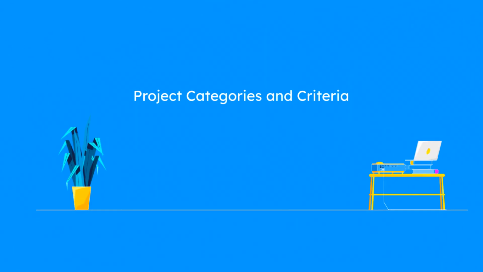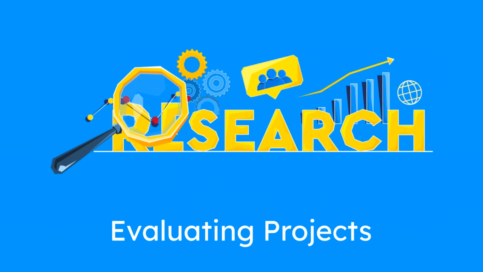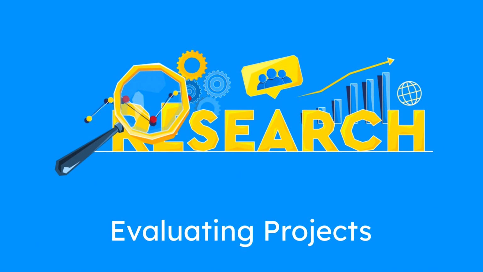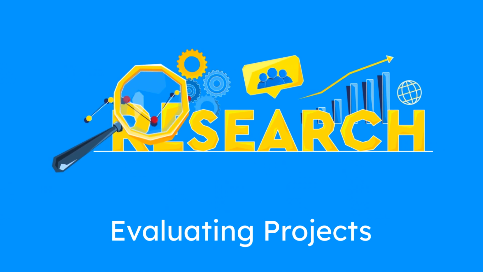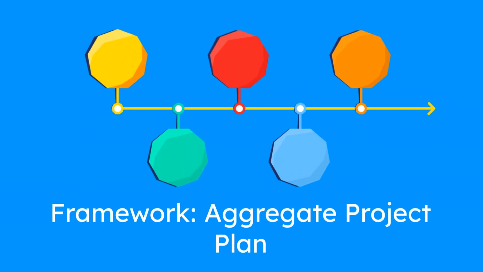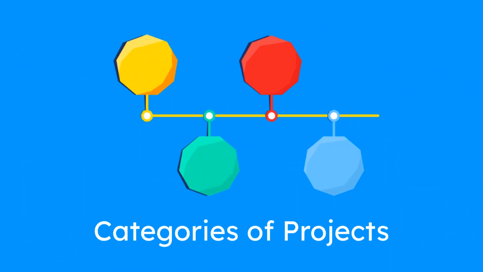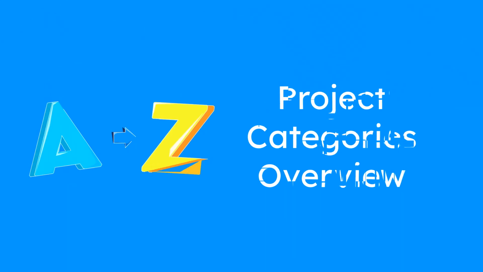Next up, we need to figure out project categories and criteria. This is where we start to break down the different kinds of projects an organization might take on and how to evaluate them. Our textbook gives us a really useful framework from Wheelwright and Clark called the Aggregate Project Plan. They break projects down into 4 main categories, based on how much they change the company's products and processes. Let's go through them one by one.